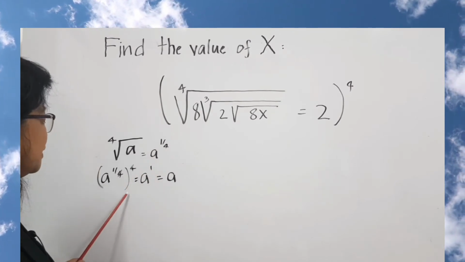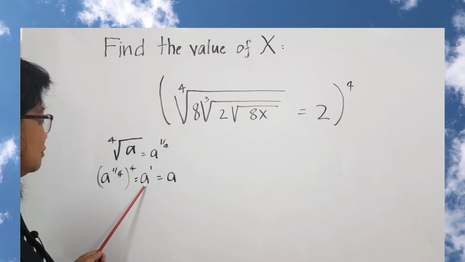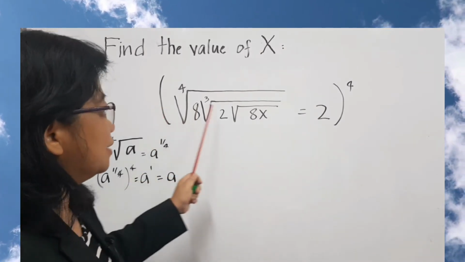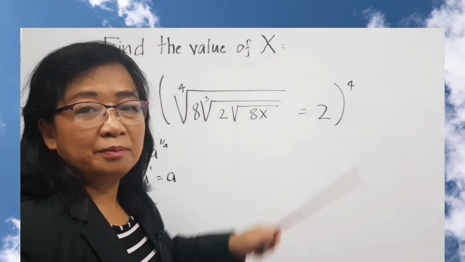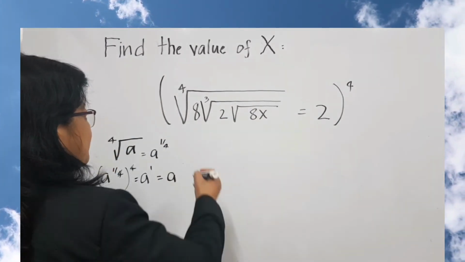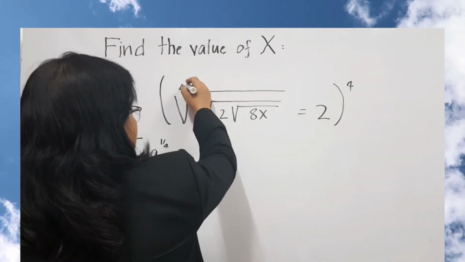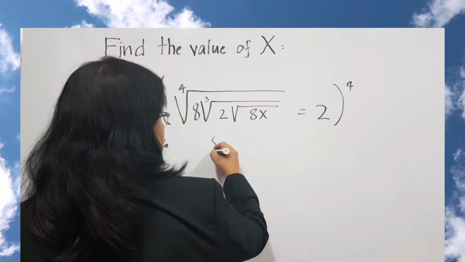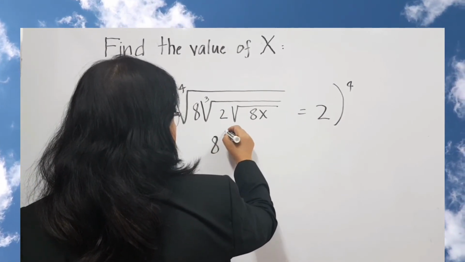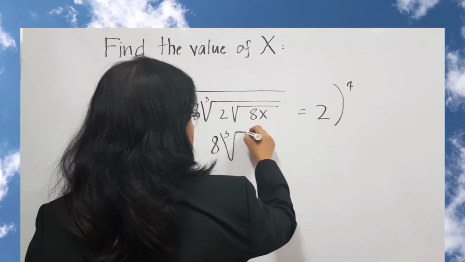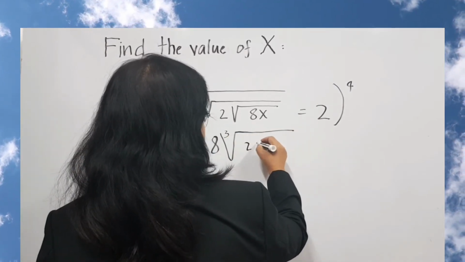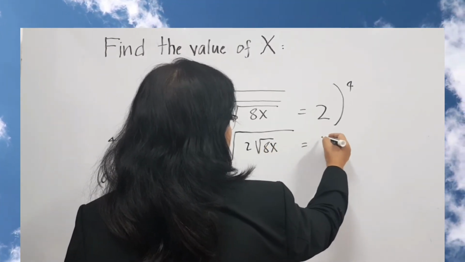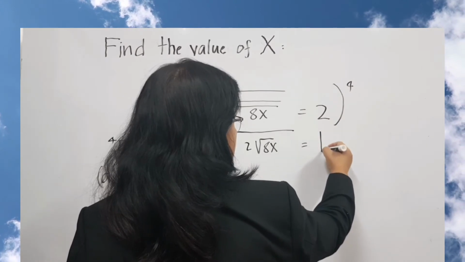Therefore, if you raise it to the power 4, it will become a to the 1, which is equal to a. So, what will happen here? We raise it to the exponent 4. Now, 4 and 4 are cancelled. So, it will be like this: 8 times the cube root of 2 times the square root of 8x is equal to 2 to the 4th, which is equal to 16.